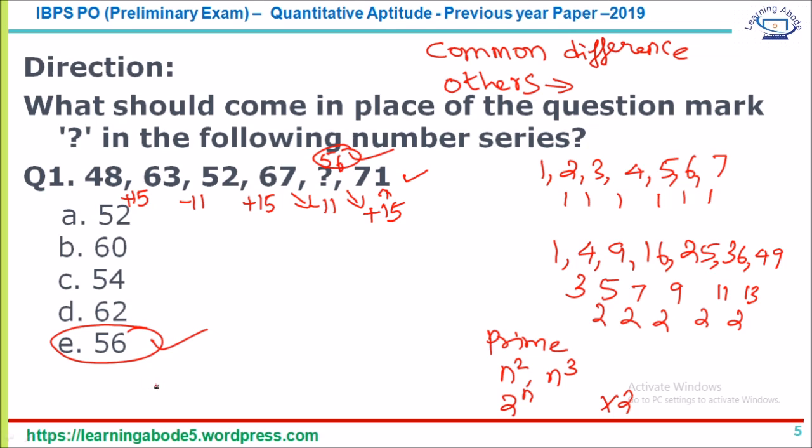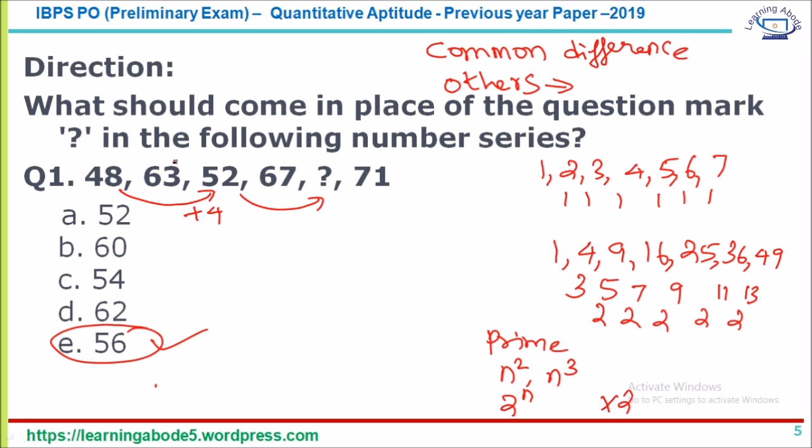Now the other way of looking at this. Every question need not have only one logic, there could be another logic. So we have got the answer correct, the answer is 56. Now let me look at it one more way. Let me just consider the alternate terms. 48 plus 4 is 52. 52, I'll just keep it because the x I don't know.